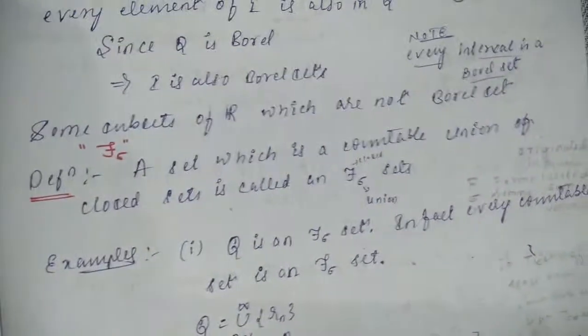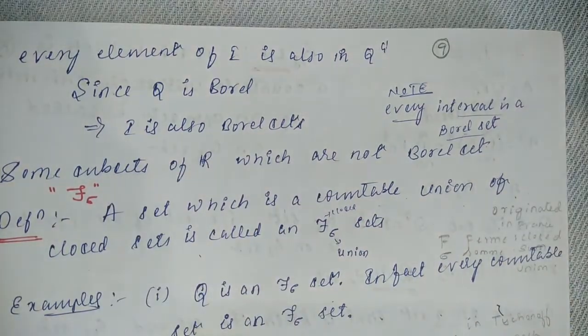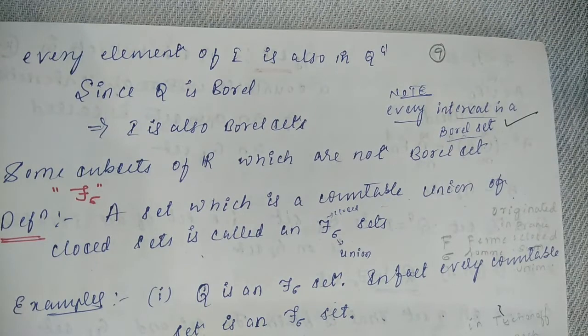So every element of I is also in Q complement. Since Q is a Borel set, I is also a Borel set. That is over. Note: every interval is a Borel set. So please do remember every interval is a Borel set.